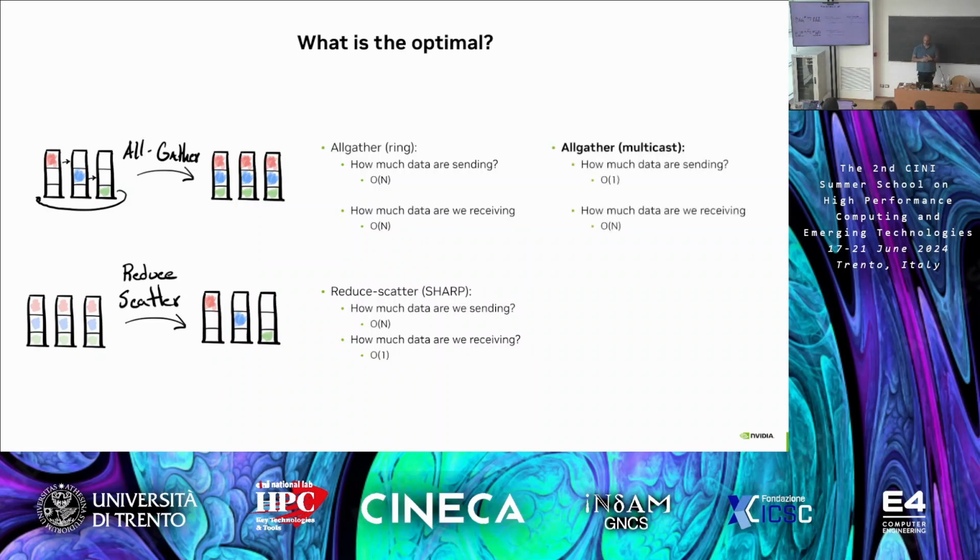So what we propose is a scheme that uses the multicast primitive that actually sends just O of 1 data and receives O of n. And now you can see that when you match this with SHARP, you have O of n on the sending side plus O of 1, so it's okay. And on the receiver side, you have the same balance, right? So how do we get there?